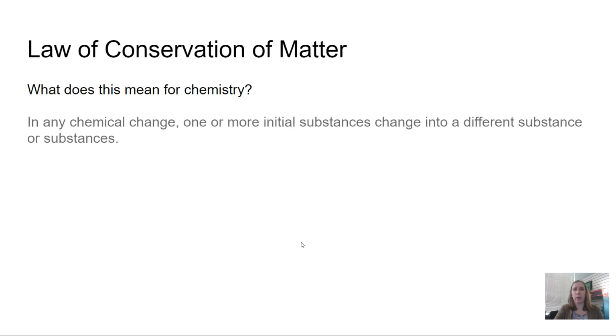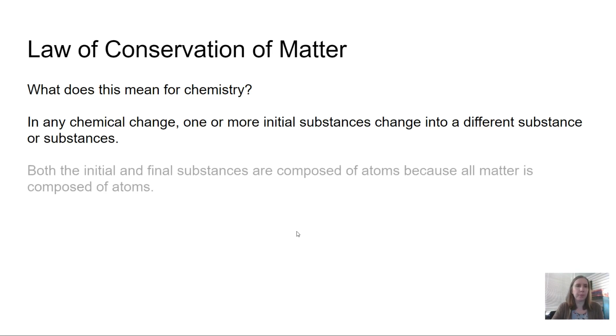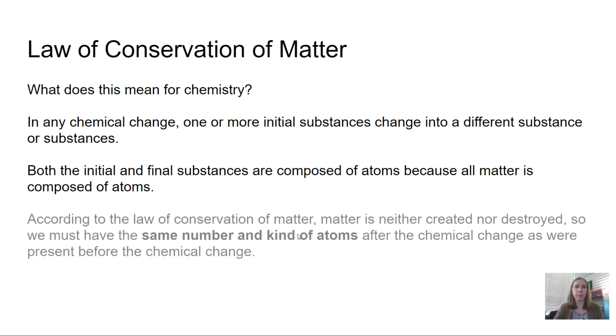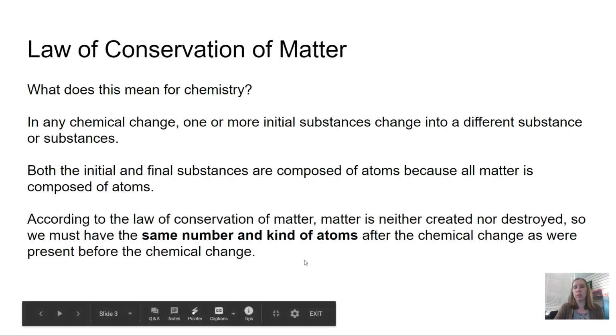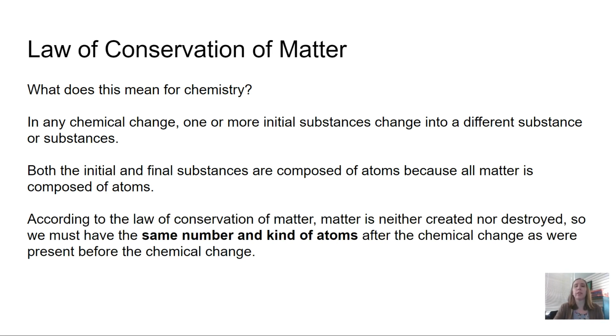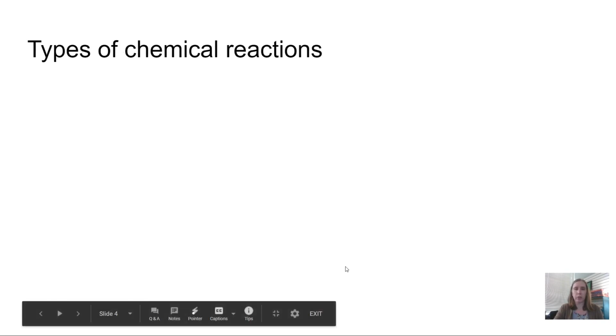So what does this mean for chemistry? In any chemical change, one or more initial substances change into a different substance or substances. Both the initial and final substances are composed of atoms because all matter is composed of atoms. According to the law of conservation of matter, matter is neither created nor destroyed, so we must have the same number and kind of atoms after the chemical change as were present before the chemical change.